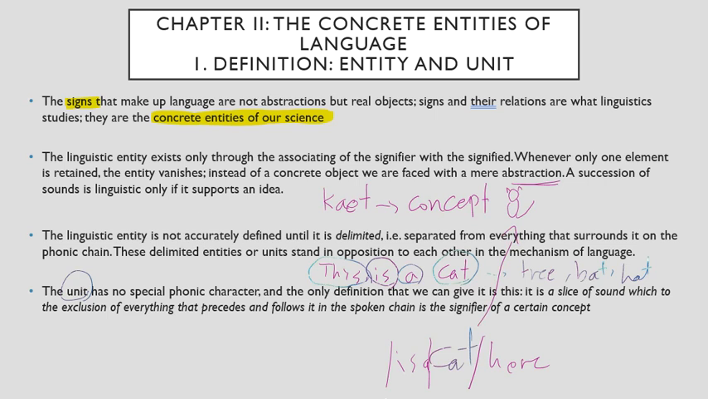So this is what a unit means: a slice of sound which, to the exclusion of everything that precedes it and follows it in the phonic chain, signifies a certain concept. That's what a unit means. Okay, so it can be a word or it can be different things. We don't know. In short, language is a system of contrasts, and units only gain their identity when they're cut out from the flow of sound in the spoken chain and placed in opposition to each other. Okay, good.